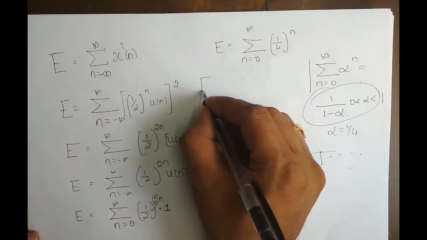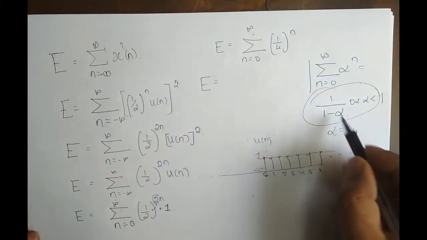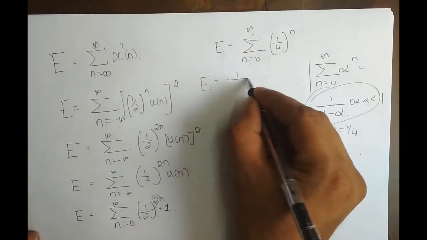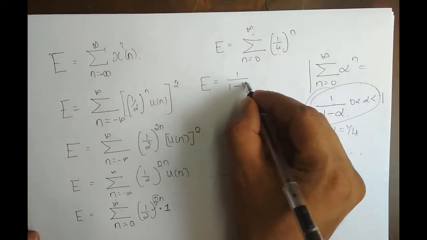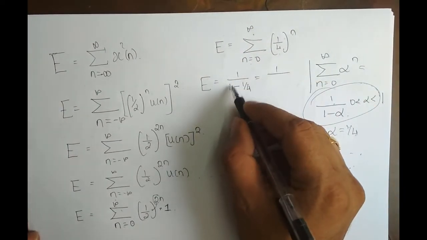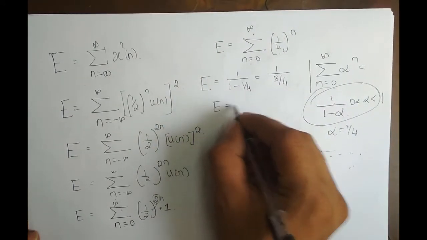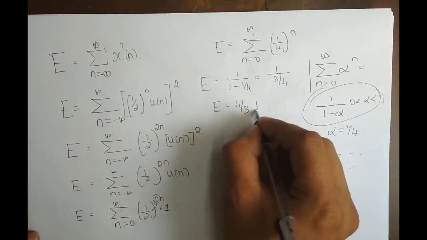So what do I get? E is equal to, summation n varying from 0 to infinity alpha power n is 1 divided by 1 minus alpha. 1 divided by 1 minus, what is the value of alpha? It is 1 by 4, right? And this is equal to 1 divided by 4 minus 1, 3 by 4. So energy is equal to 4 by 3 joules.